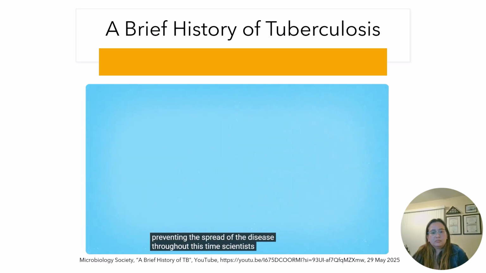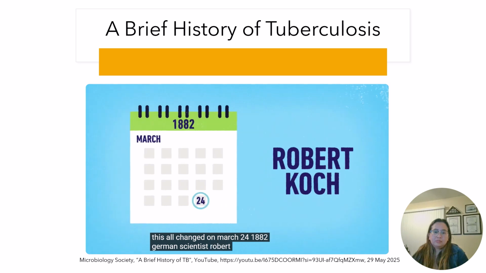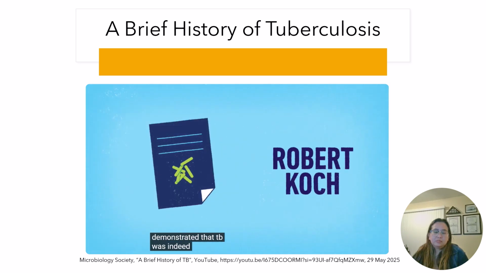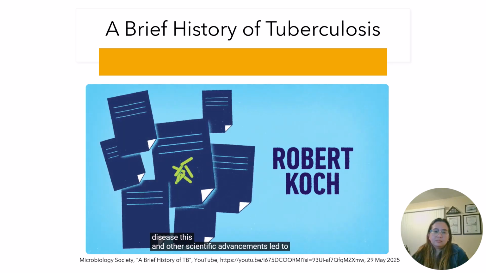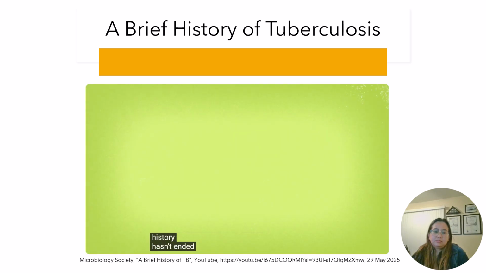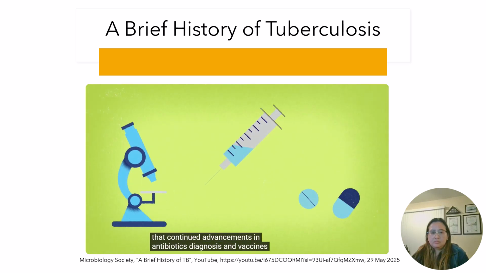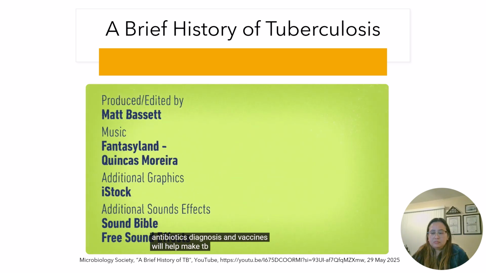Throughout this time, scientists were struggling to work out what caused TB. Was it inherited or infectious? This all changed on March 24, 1882. German scientist Robert Koch demonstrated that TB was indeed a bacterial infectious disease. This and other scientific advancements led to the development of the BCG vaccine in 1921, which is still used today. TB's long history hasn't ended. The fight against it is still ongoing, but it is hoped that continued advancements in antibiotics, diagnosis, and vaccines will help make TB history.